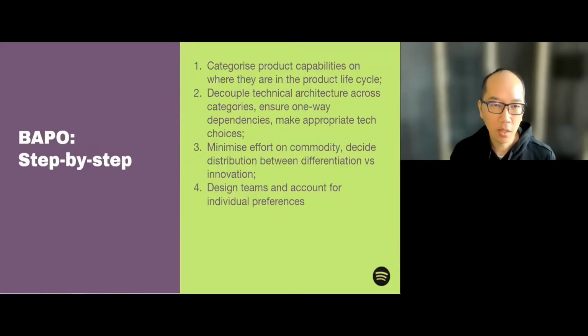Okay, so to sum up, in terms of a step-by-step, what are the activities you're doing with BAPO? Step one, you're categorizing product capabilities on where they are in the product lifecycle. Step two, decoupling technical architecture across categories, ensuring one-way dependencies and making appropriate technical choices. Step three, minimizing effort on commodity and deciding distribution between differentiation versus innovation based on product strategy and business context. And step four, designing teams and accounting for individual preferences. Okay, so that's roughly, at a high level, what you want to do with BAPO.